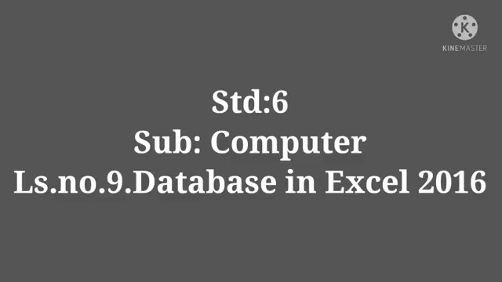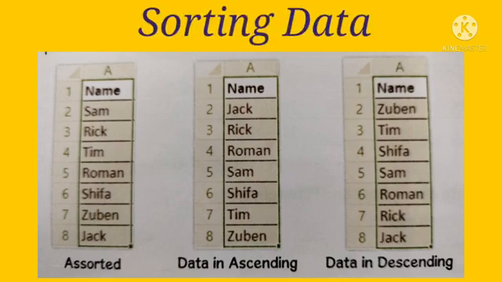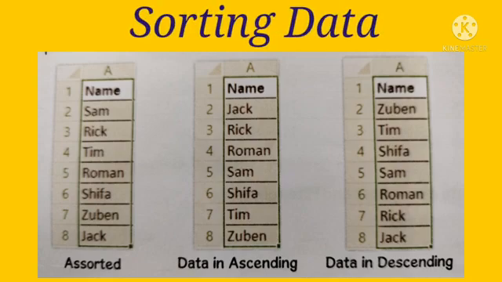Standard 6th, subject Computer. Today we are going to learn lesson number 9, Database in Excel 2016. Sorting data. Students, sorting means what? Sorting means arranging the data in a given order.